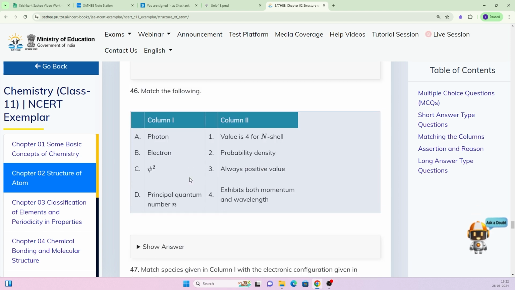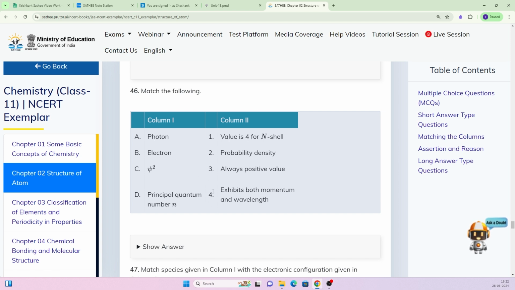Now next question. This question says that there are 4 types as given. What about photon? If you talk about a photon, then value of 4 for n shell, no. Probability density, no. Always positive value, no. Exhibits both momentum and wavelength. Okay, so this is correct. Value is 4 for n shell. This is not correct.